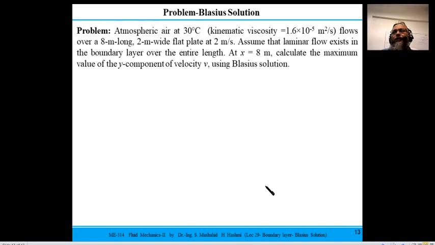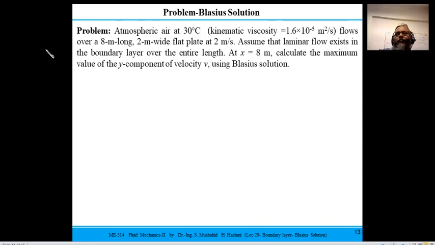Okay, now let's see this problem. We have atmospheric air at a temperature, so it means that the kinematic viscosity is given at that temperature. If in the exam this kinematic viscosity is not given, then using the tables corresponding to 30 degrees centigrade, you can work out the kinematic viscosity, because we know viscosity is a strong function of temperature. As temperature changes, viscosity changes.